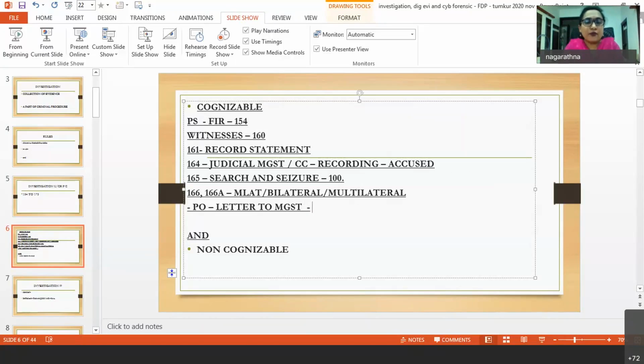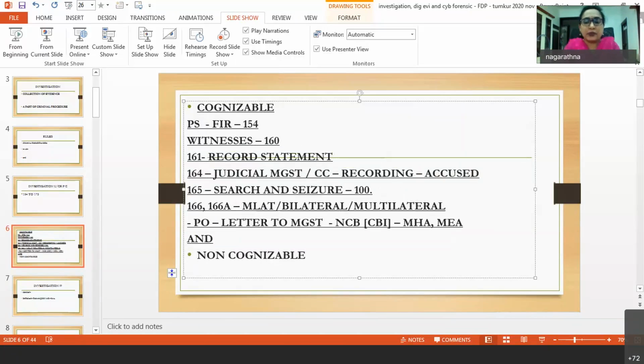The magistrate will forward this to the NCB. What is NCB? It's a unit of CBI, called the National Crimes Bureau. It's a part of CBI, in the CBI headquarters in Delhi. So the letter goes there. Another copy of the letter goes to the Ministry of Home Affairs. Another copy goes to the Ministry of External Affairs. Why External Affairs? Because you're involving other countries, so it has to go there. Another copy goes to our diplomatic office in that country.